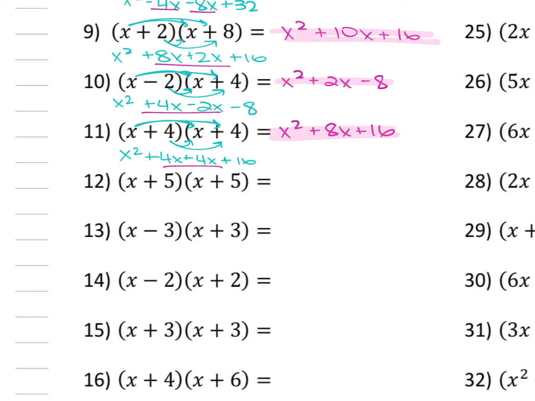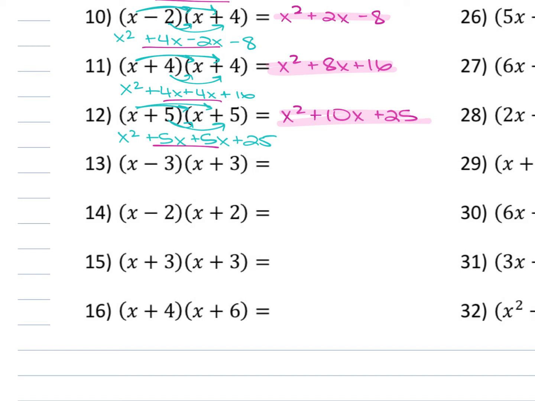For number 12, we have x plus 5 times x plus 5. So we're going to do x times x, which is x squared. Then x times 5 is 5x. 5 times x is 5x. And 5 times 5 is 25. Combine your like terms, and you have x squared plus 10x plus 25.